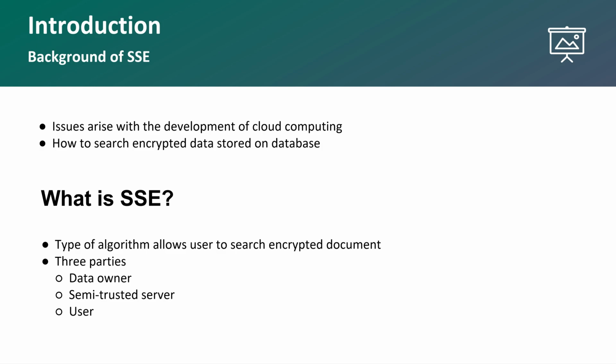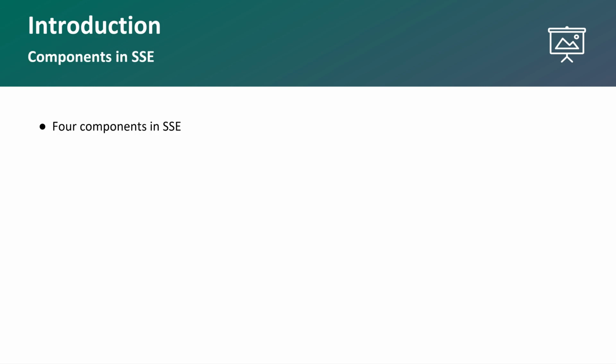A searchable encryption scheme includes a data owner, a semi-trusted server, and users that are allowed to search. There are four components in SSE. First, a key generation algorithm run by the data owner that generates secret key K. A security parameter is used as input. Secondly, a keyword index generation algorithm run by the data owner. It takes the secret key K and a set of documents D as inputs, and outputs a keyword index I.